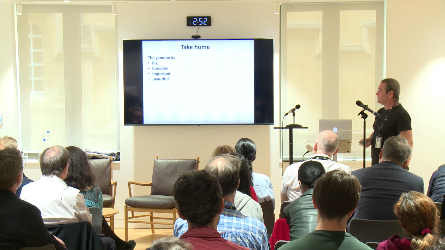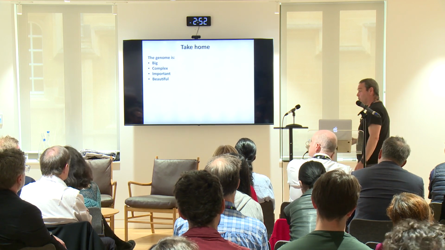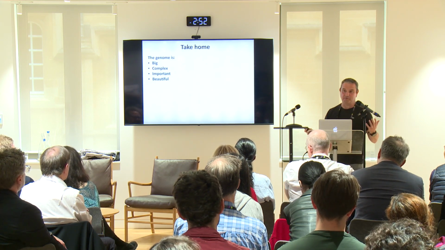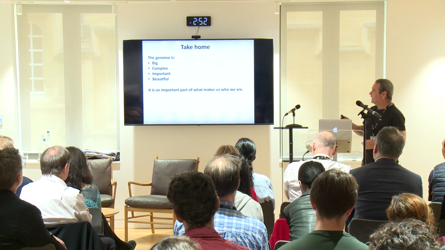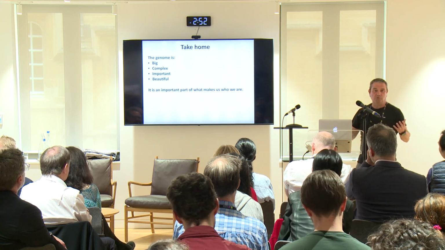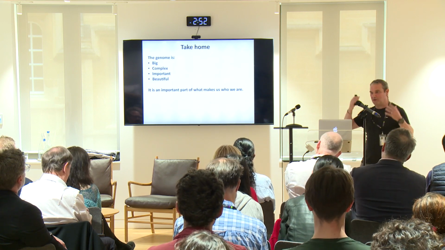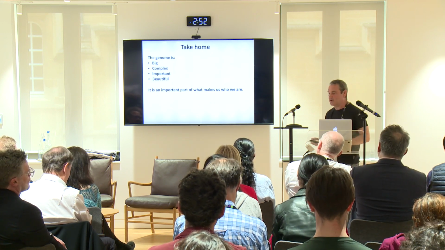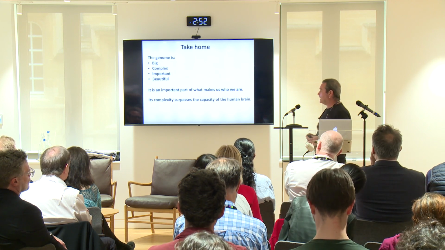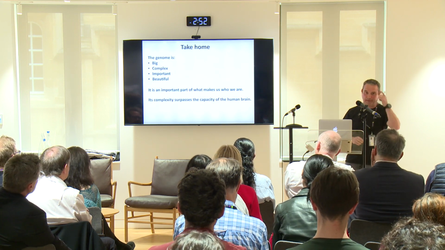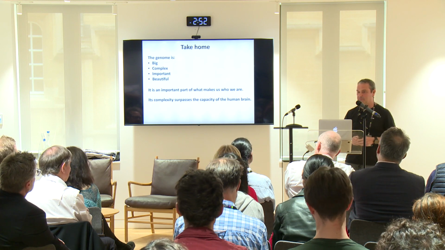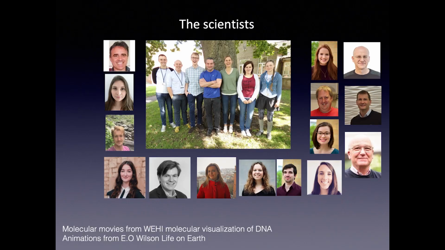So the take-home: the genome is big, complex, important for all of us, and in my view, beautiful. It really is what makes us. I mean, why we get ill and die, and how tall we are and the color of our eyes, all affects our life and makes us who we are. But the complexity really has surpassed the capacity of that. So we need help. And this is the scientists who did it.